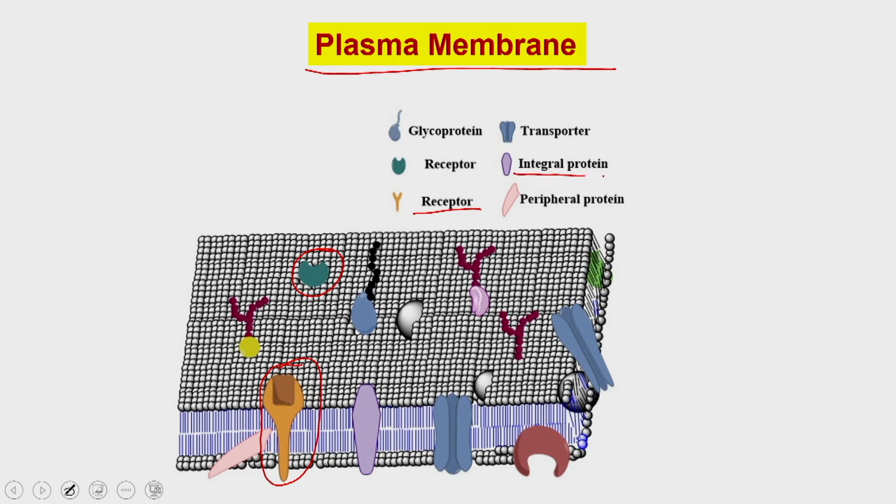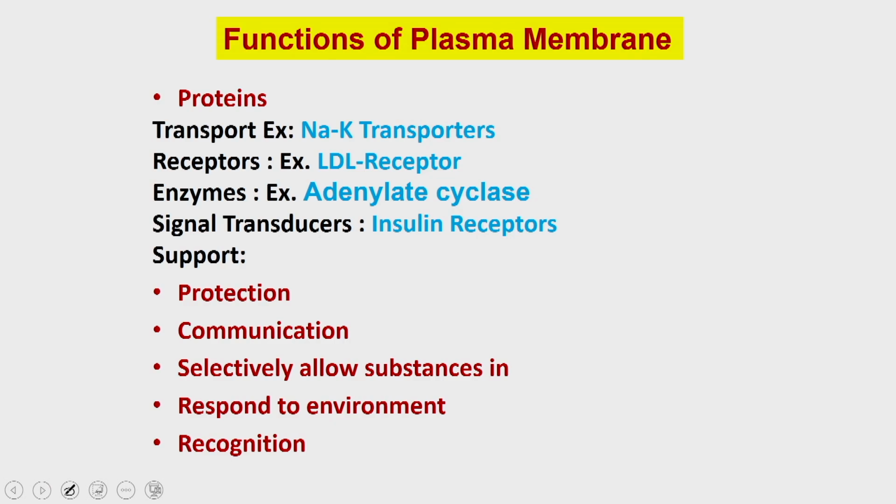What you see is a protein which goes all the way through the plasma membrane, which means it covers both layers of the lipid bilayer. That is called an integral protein, whereas a protein present either on the inner side or the upper side is called a peripheral protein. The function of the plasma membrane is that the proteins present in it work as transporters. The classical example is the sodium potassium transporter.